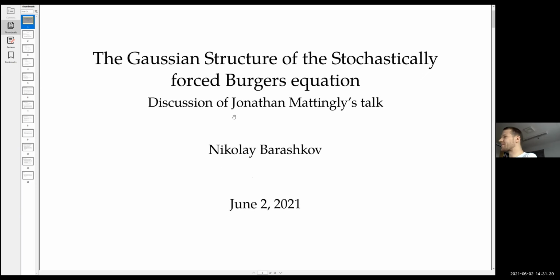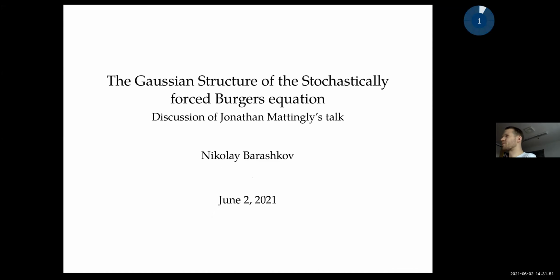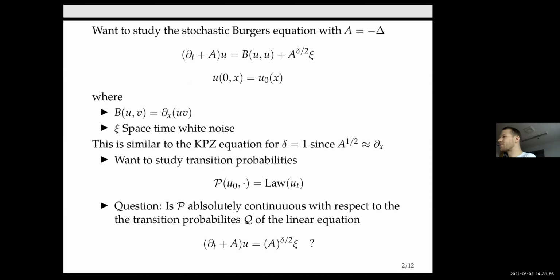So yeah, let's start with the discussion. Okay, now it works. Let me just summarize what Jonathan said already. We might say the same thing twice, but that's usually not a bad thing. Okay, we have this kind of Burgers equation where we have a heat equation, so A is the Laplacian. And then we have some nonlinearity, which is the derivative of the square. And then we have space-time white noise, which we scale by delta to make it rougher. And we put some initial condition. Then for delta equal 1, we have this derivative here, so it's kind of like the derivative of the KPZ equation.